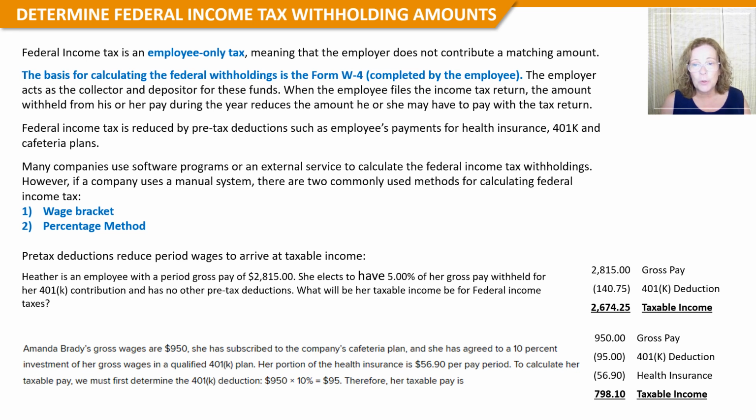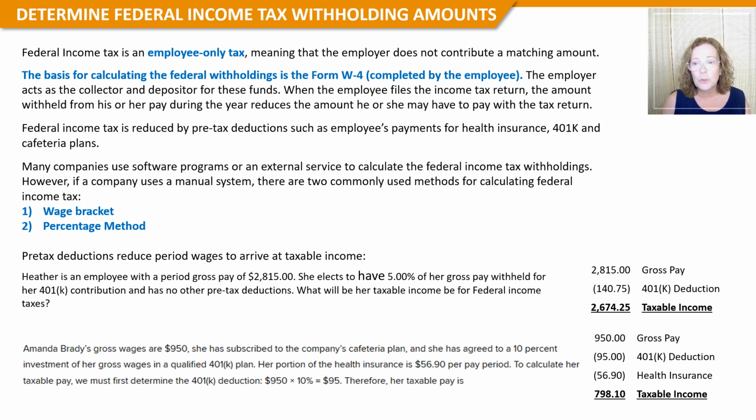Many companies use software programs or an external service to calculate the federal income tax withholdings. However, if a company uses a manual system, there are two commonly used methods for calculating federal income tax: one, the wage bracket, and two, the percentage method. In this video, I'll cover the percentage method. Please see the prior video to learn about the wage bracket method.